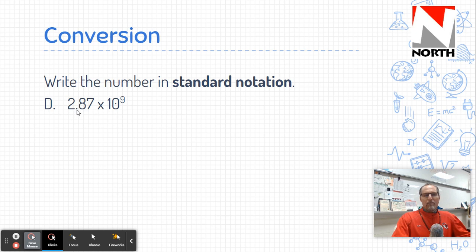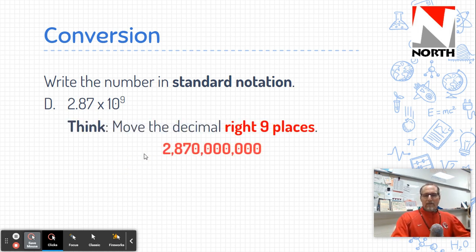If I have 2.87 times 10 to the ninth, that 10 to the ninth tells me I'm moving to the right nine places. So that then becomes 2, and I have seven more zeros I need to put there to get to nine. 1, 2, 3, 4, 5, 6, 7, 8, and 9. So my zero would be right there. You can see that's a really big number. It's a lot easier to write it in scientific notation than to try to write it out like that.